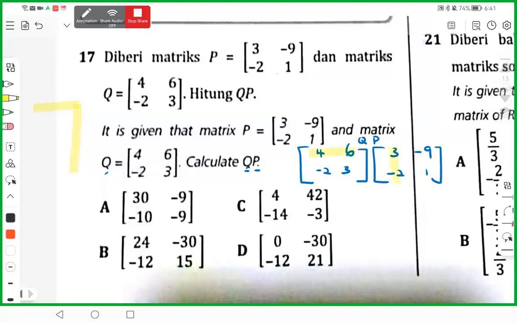So try this. What's the answer? A, B, C, or D? So you got the answer already. So if you're not so sure, then you remember the pattern. Like this: 4 times 3 plus 6 times -2. So you get 0. So the second one, first row, second column: 4 times -9 plus 6 times 1. So you get this. Is it better now for multiplication?